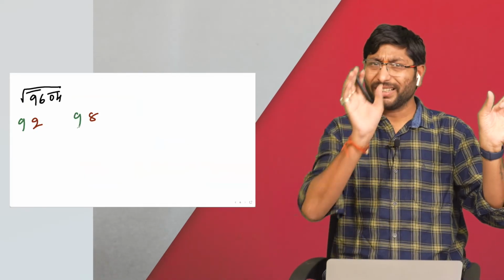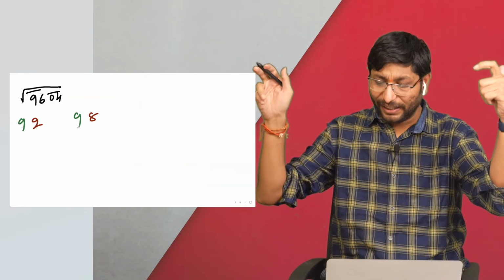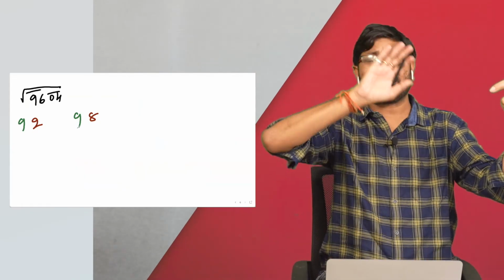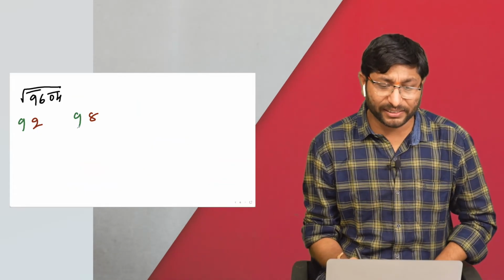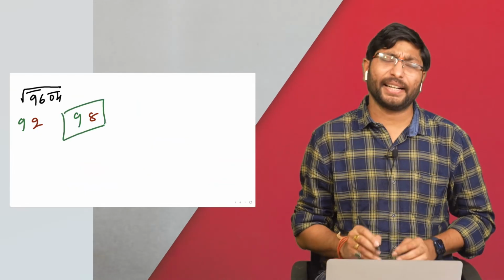So 96, 9 and 10. 9 tens are 90. 96 is greater than 90. So as it is greater than, the answer can be 98.